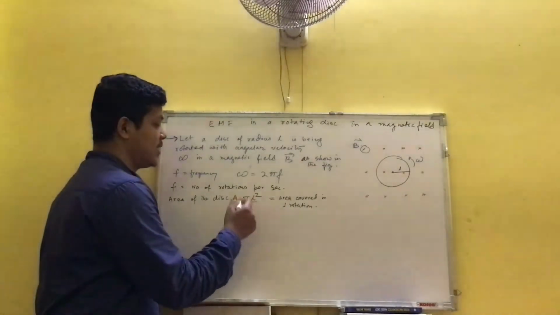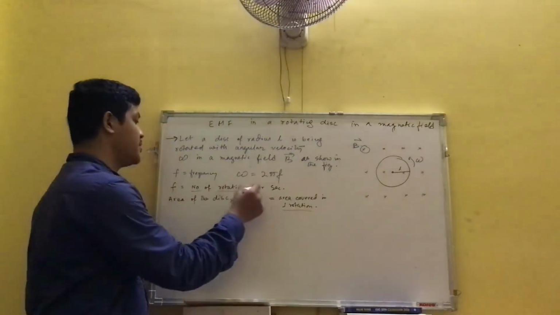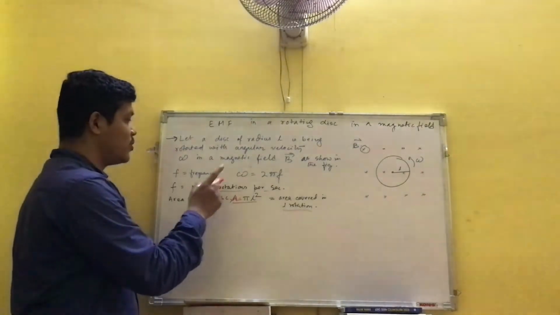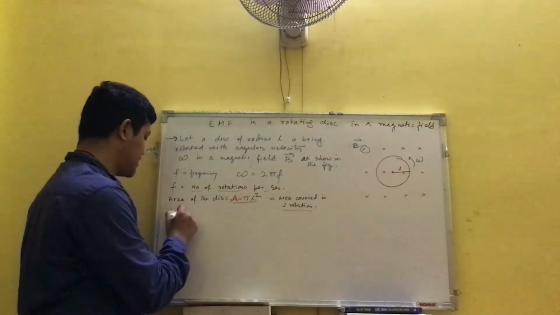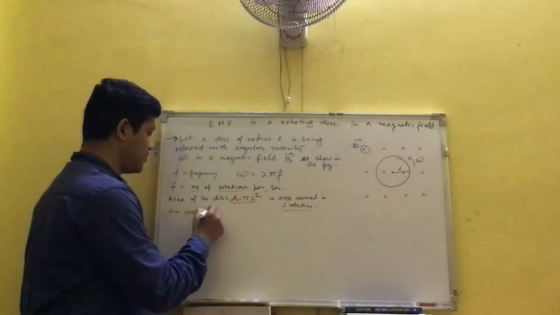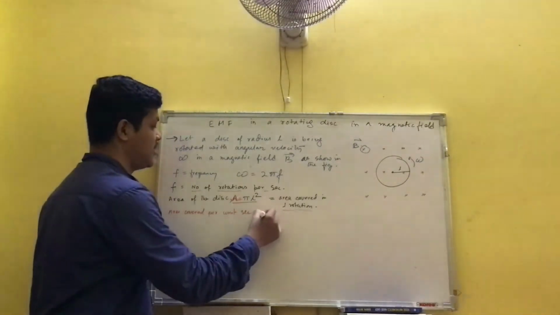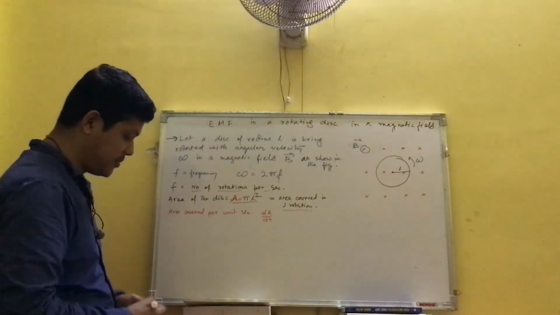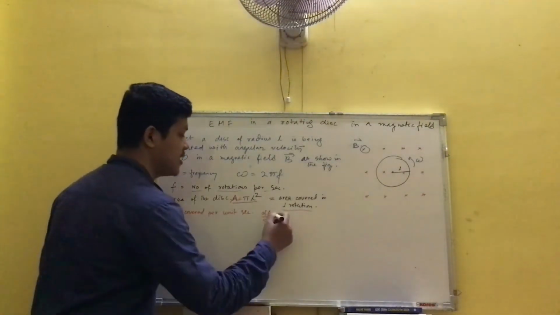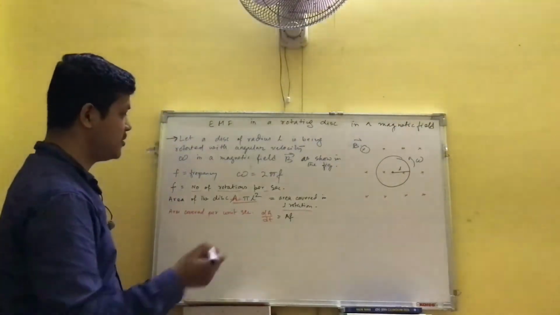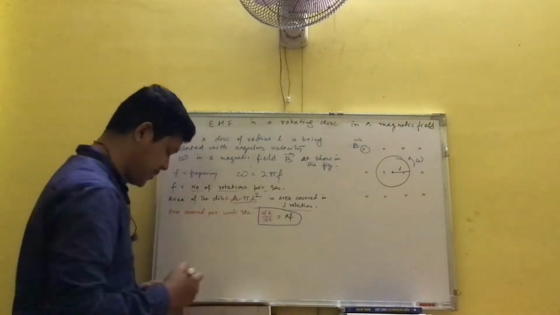Now here this area A is the area covered in one rotation, and F represents the number of rotations per unit second. Then the area covered per unit second will be the rate of change of area, dA by dt. In one rotation A is the area and F is the number of rotations per unit second, so that's going to be equal to A into F. dA by dt is AF.